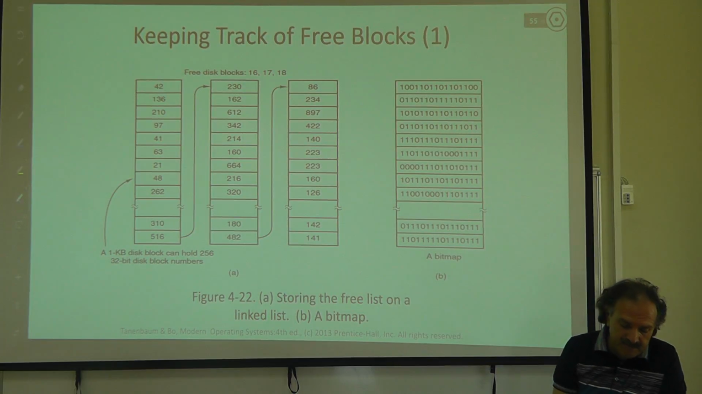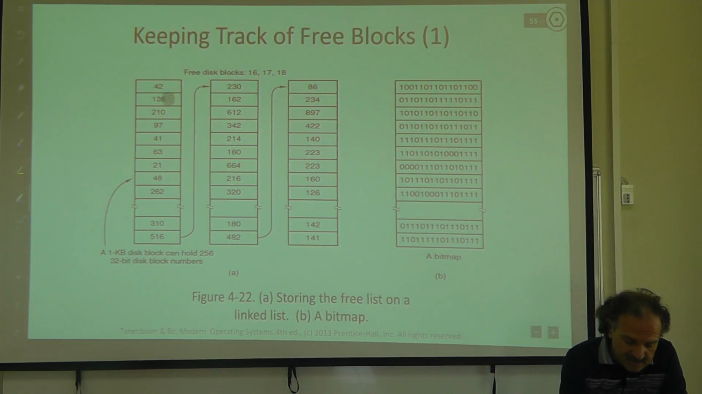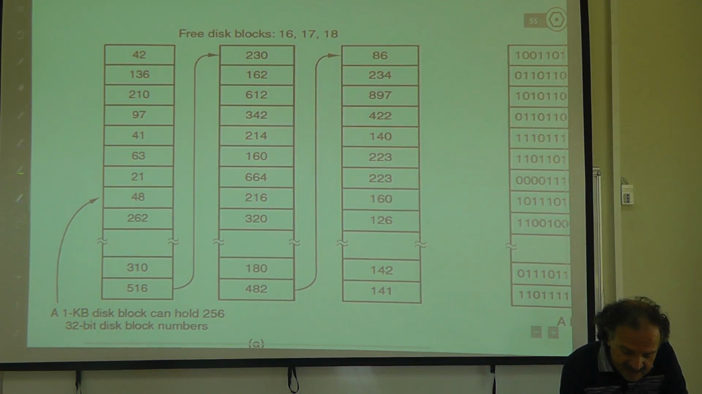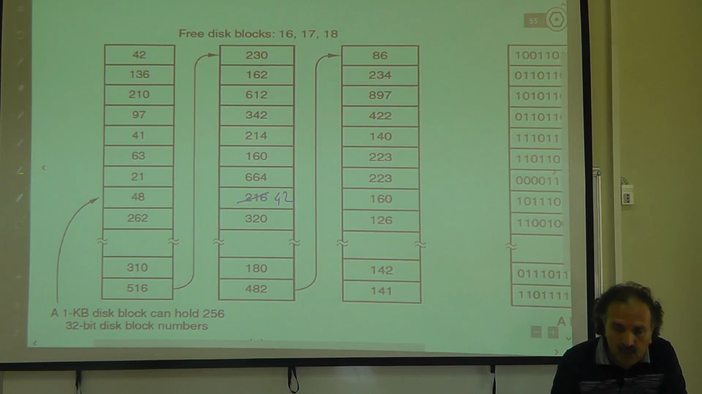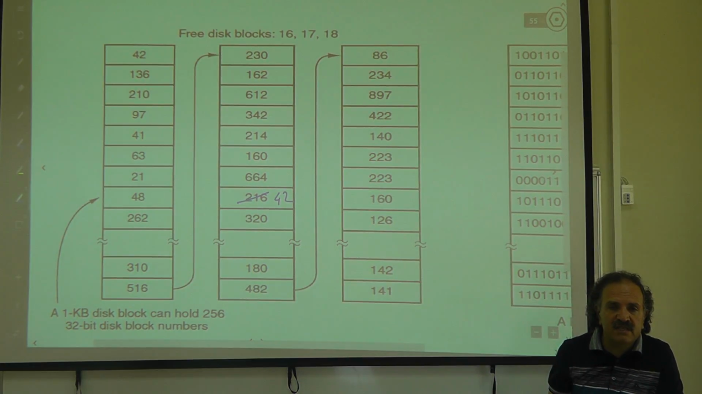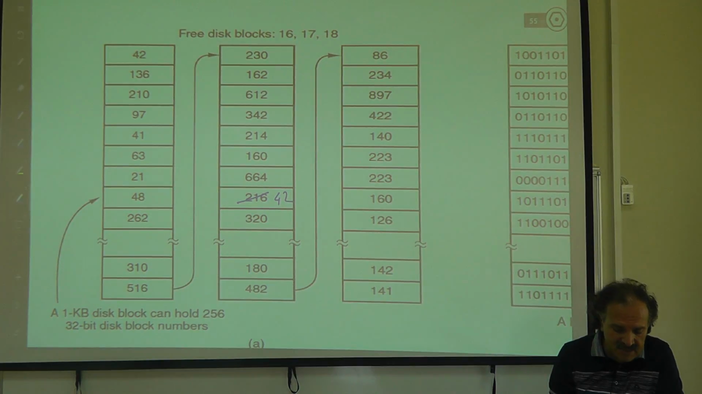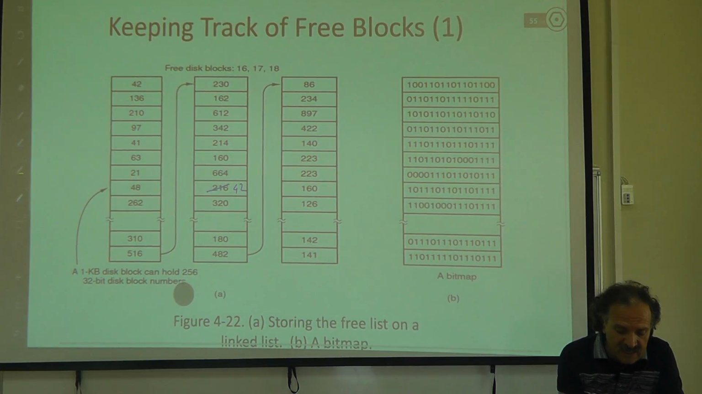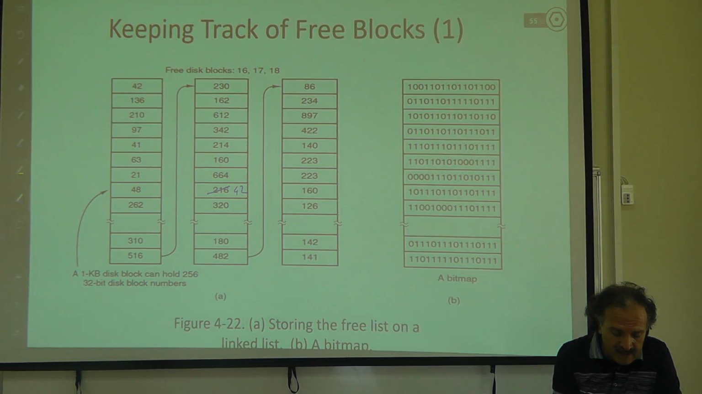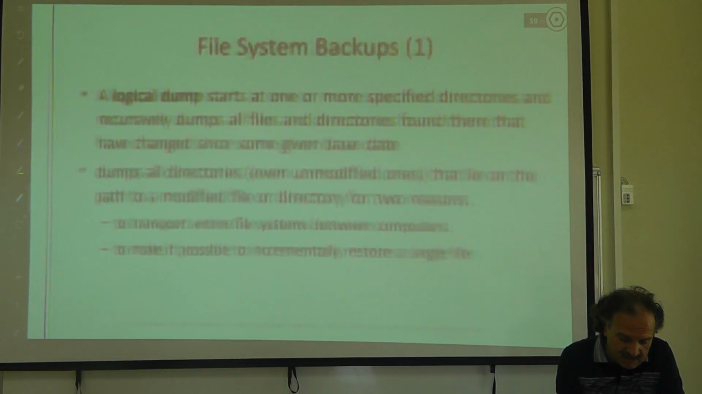Let's say block number 42 is free. Let's say somewhere in the list I have 42 again. That means 42 is listed 2 times as free. That shows there is a problem with the file system. It's an inconsistency. It could happen with the linked list version of the free block list. I cannot have the same problem with bitmaps, because a bitmap shows you either 1 or 0. So this problem will not happen with bitmaps.